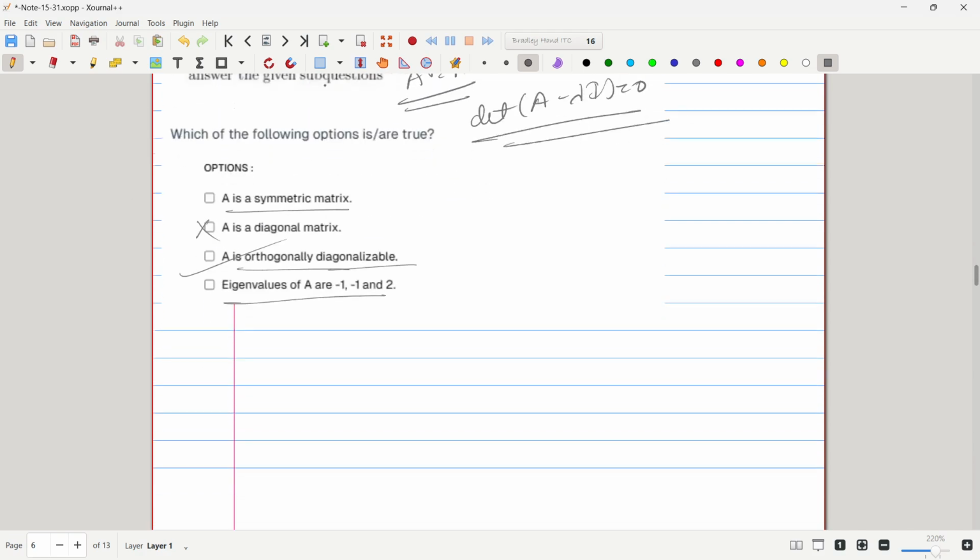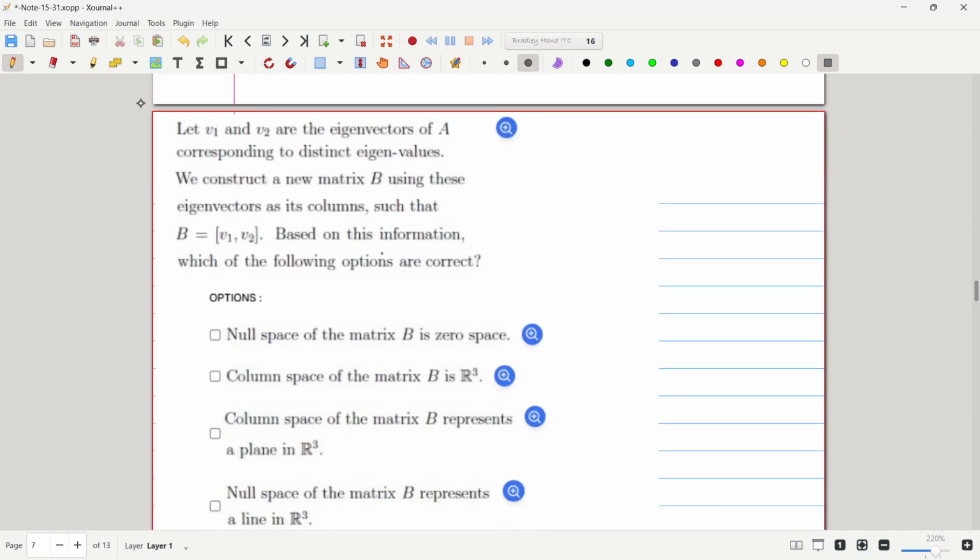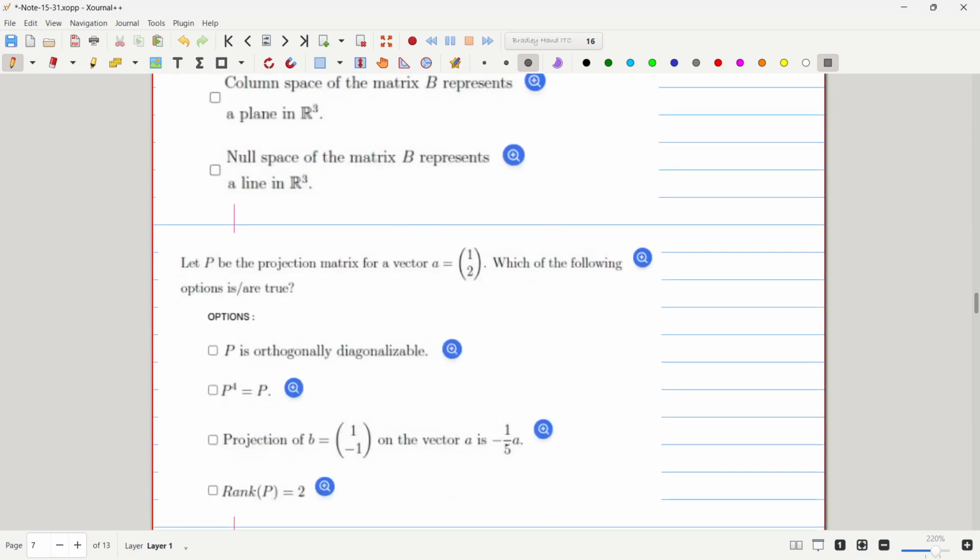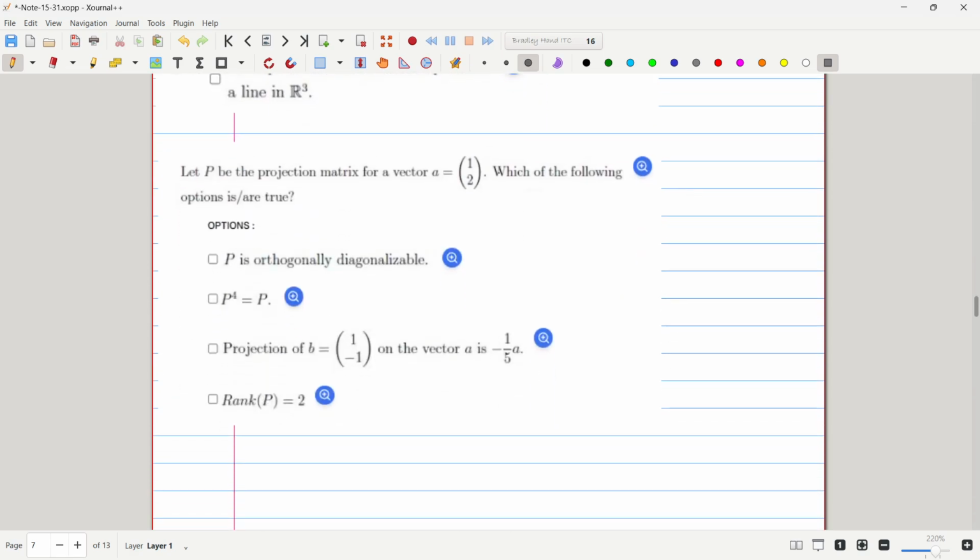So this question also you can do on your own. This is a theoretical question. You should try it on your own. Again, you are given a vector a, and you need to find the projection matrix. For finding the projection matrix, you use a into a transpose divided by a transpose into a. You will get a projection matrix. Then you need to check whether P is orthogonally diagonalizable or not. For checking orthogonal diagonalizability, your matrix should be symmetric. And for checking the symmetric matrix, A transpose should be equal to A.